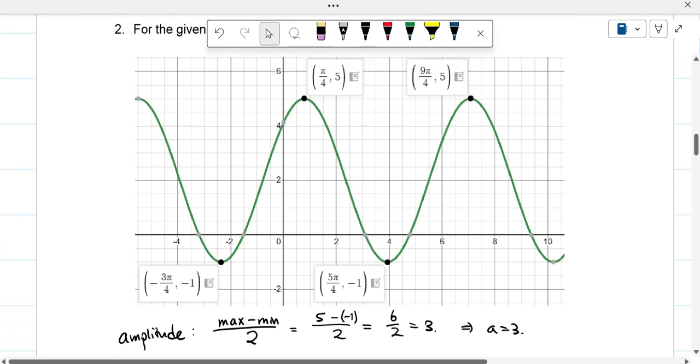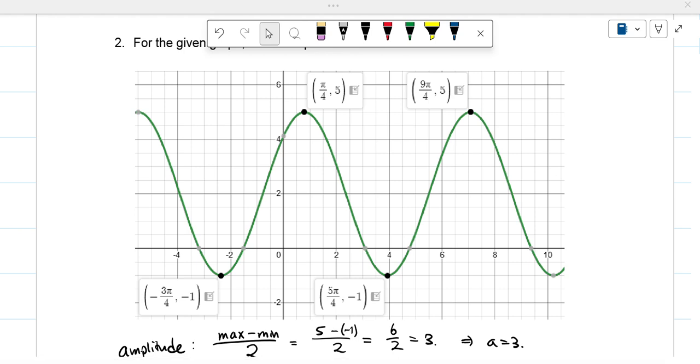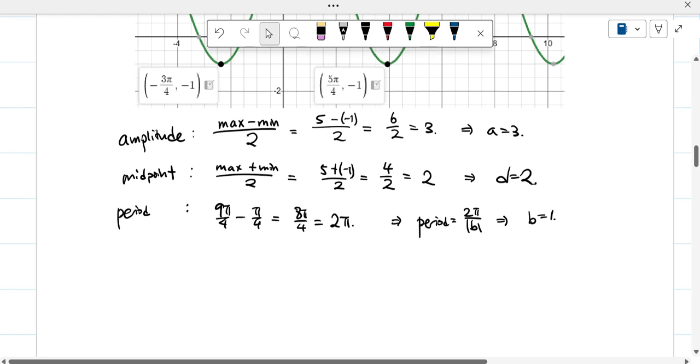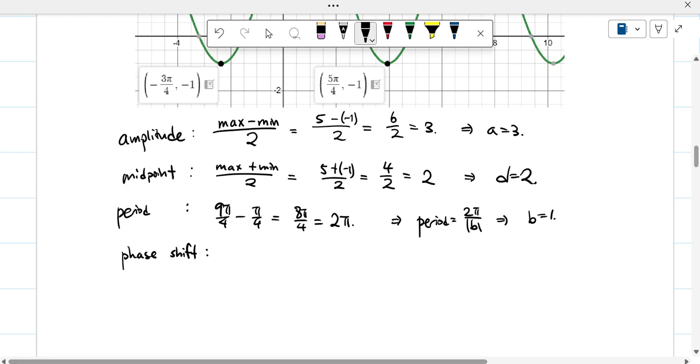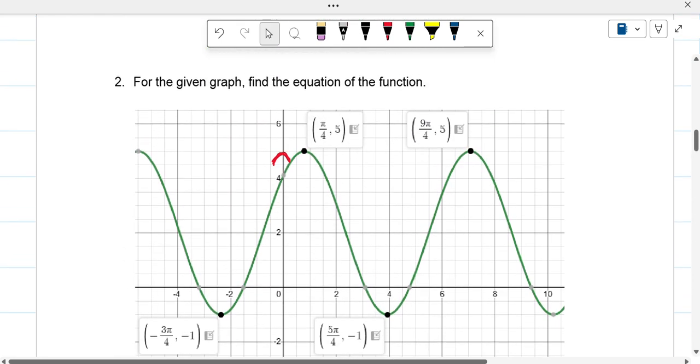Finally, I need to find the phase shift. My usual cosine graph will reach the peak when you start the graph at x equals 0, right? And it seems like I can move to the right by pi over 4, and I'll match. So in my opinion, the phase shift should be pi over 4, which tells me that my c value would be negative pi over 4.